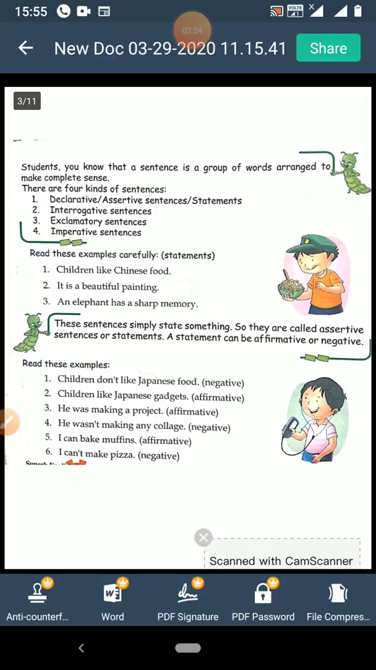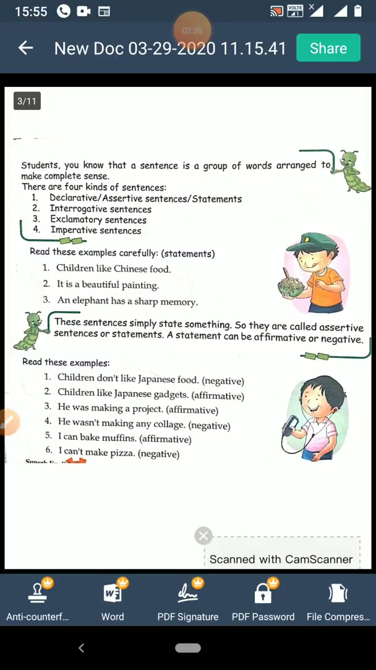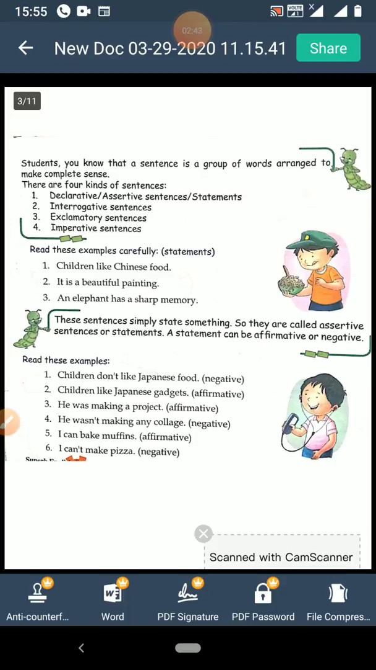A simple sentence is that in which some declaration or assertion is made or an opinion is expressed. An assertive sentence always states a fact. These sentences are used to state information. They are the most commonly used sentence types. They always end with a full stop. Those sentences which make a statement or declare something are known as declarative sentences.